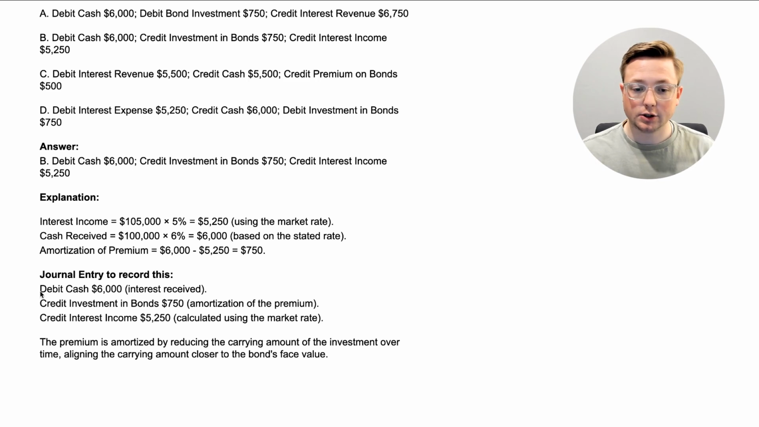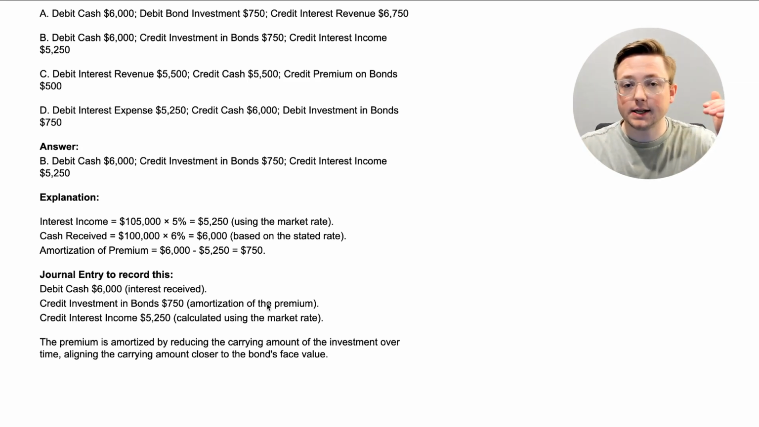So how does that look as journal entries? You would debit cash. Again, this is the interest received, based off of the stated rate and the par value, or the face value, however you want to call it. You would credit investment in bonds for $750 to amortize the premium. And if you think about it, the reason that you're doing that is because when you very first purchased the bond, you debited investment in bonds for the $105,000 that you paid.